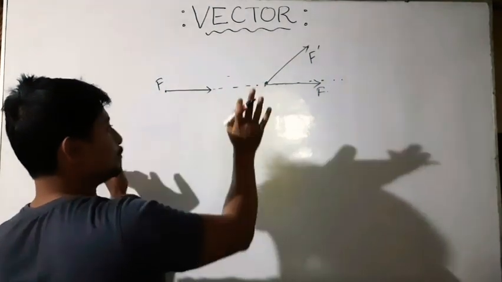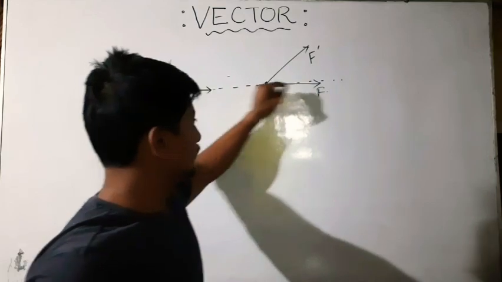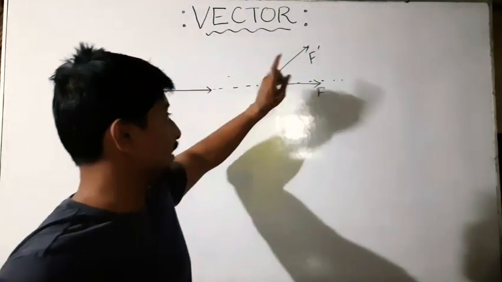We cannot place it anywhere except this line. It can only be displaced along this particular line. Keep in mind, along this particular line only, the line of impact.